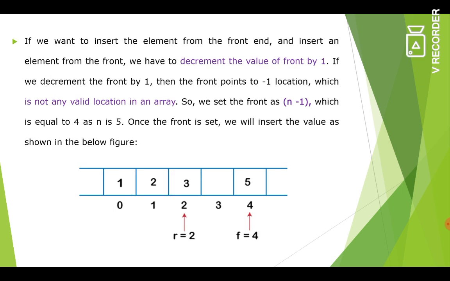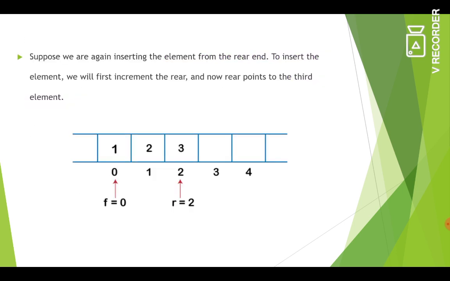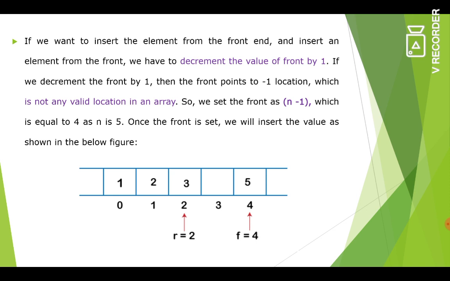Suppose if we want to insert the element from the front end, we have to decrement the value of front by 1. For the insertion from rear end, you have to increment the rear end, whereas if you want to insert the element from the front end, you have to decrement the value of front by 1. So here the front value is 0. If you decrement the front value by 1, we get -1. We know that it is not a valid index.